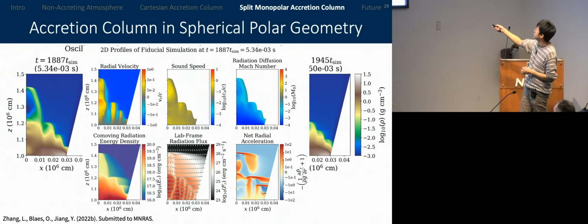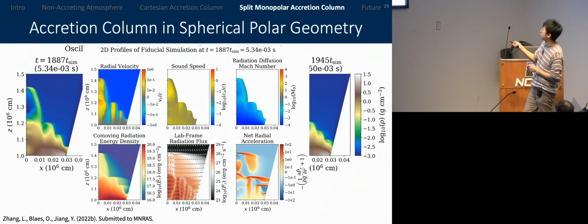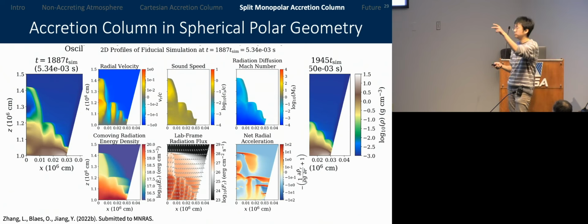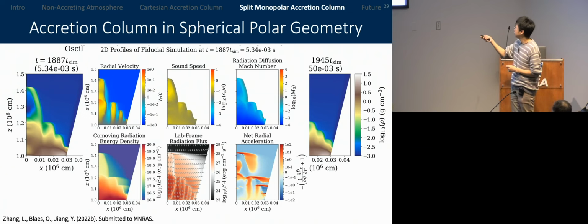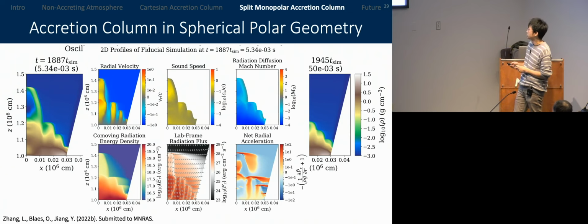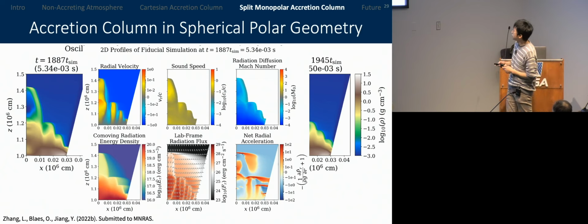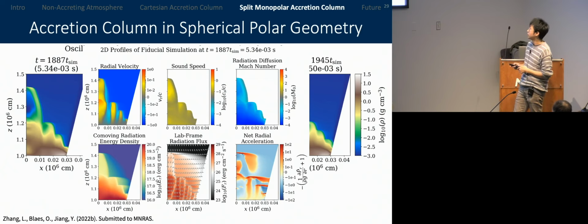And here the radiation diffusion Mach number is very small. It's indicating that the radiation diffusion speed is very, very slow. It's 10 to the minus 1, so the radiation diffusion speed is 10 to the minus 3, roughly. Because this M0 is just a ratio between the radiation sound speed and the diffusion speed. So 10 to the 3 to 10 to the 4, that's the radiation diffusion speed. And this speed regime turns out to be very useful later to understand the pattern of this wave.